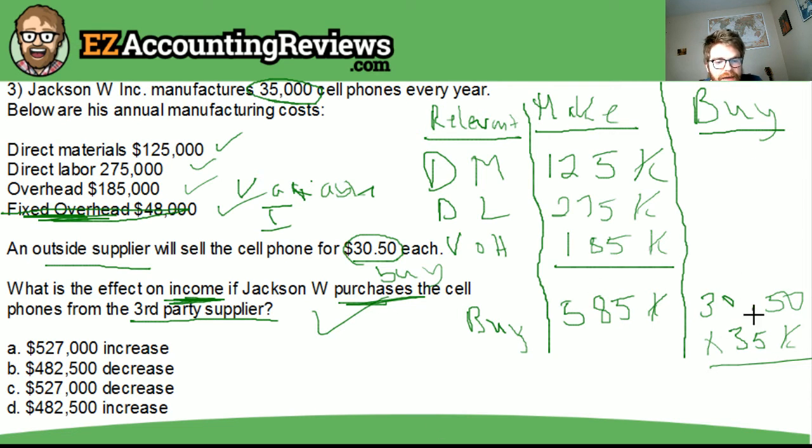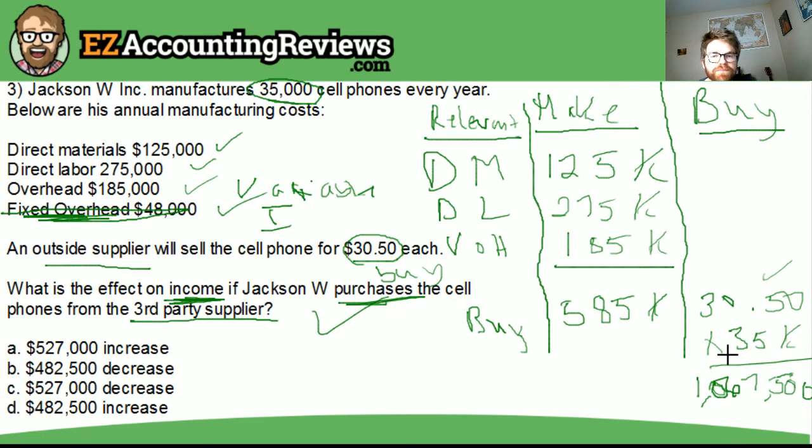Now, if you buy it, let's multiply these two numbers out here, okay? So $30.50 times 35,000. There you go. And what is that? That's over $1 million. 1,067,500. That's a zero. Cool. That's also a zero right there.